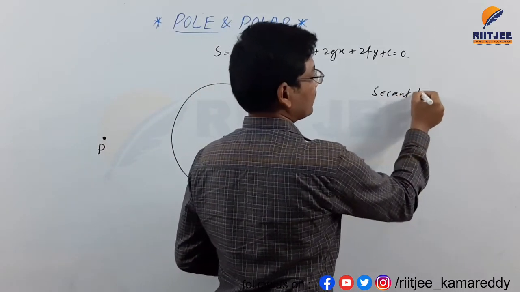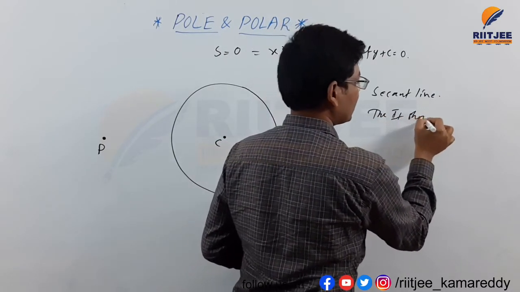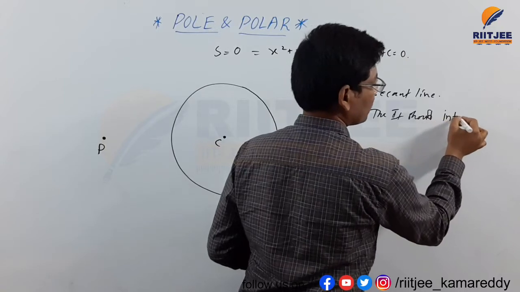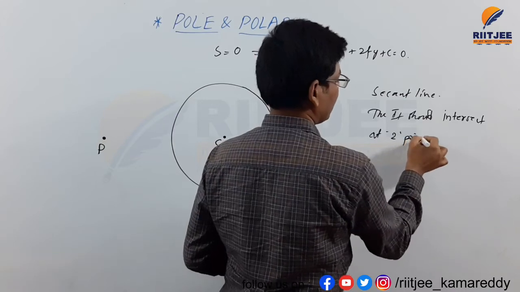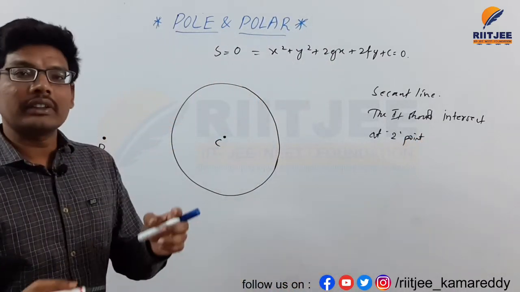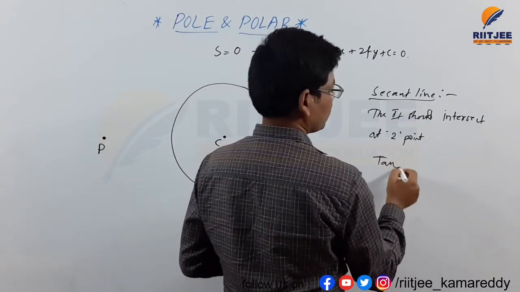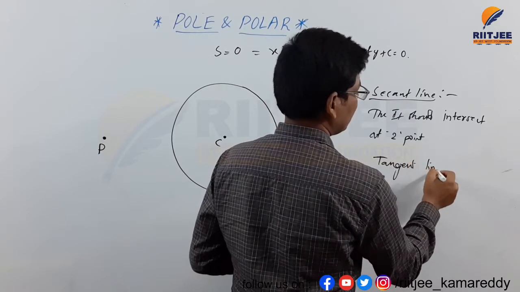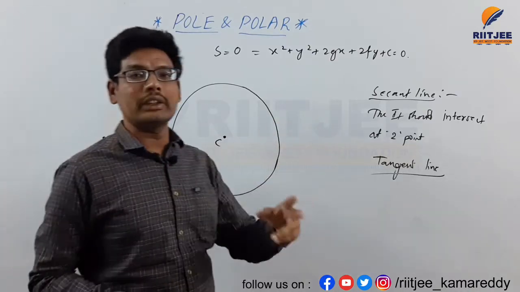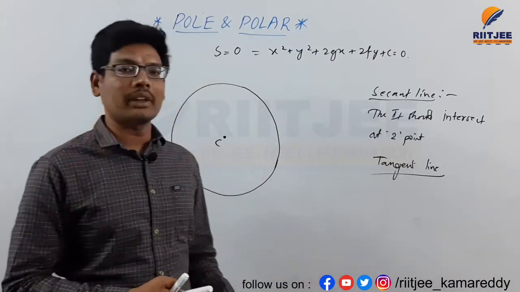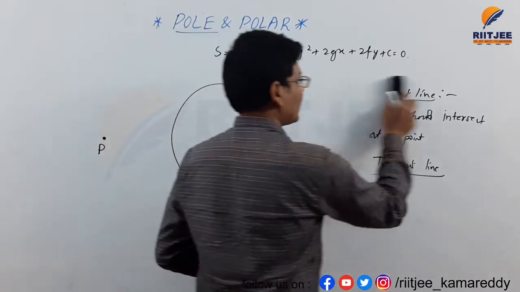A secant line is nothing but a line that should intersect the circle at 2 points. A tangent line is nothing but a line that should touch the circle at 1 point. You must know about the secant line and the tangent line here. The secant line and tangent line.